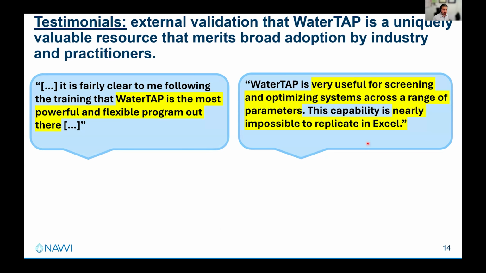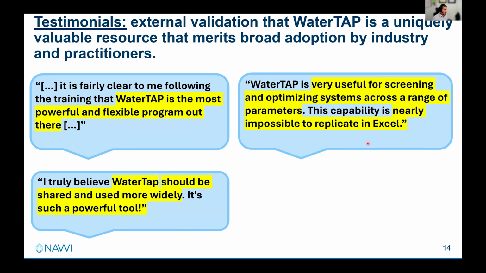WaterTAP is very useful for screening and optimizing systems across a range of parameters. This capability is nearly impossible to replicate in Excel. All right. Another one, WaterTAP should be shared and used more widely. It's such a powerful tool.